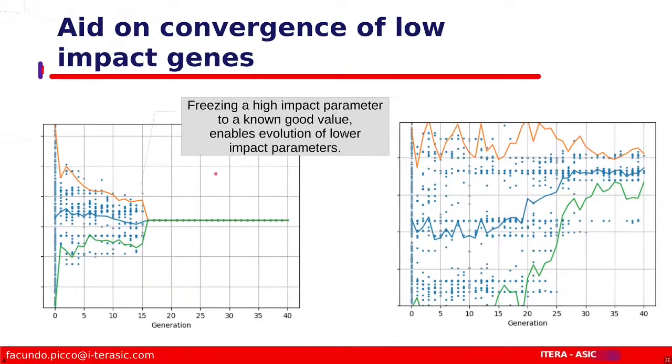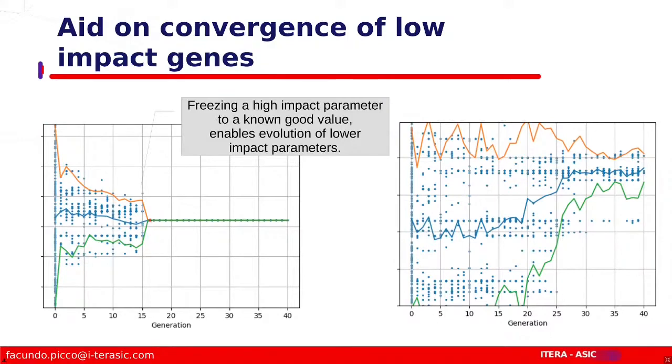Over here, what we see is an experiment we did, and it turned out quite well. What we see on the left is a high impact parameter that was converging to a value close to over here. And this was not our first species to be optimized. And we had seen in a couple of other species that they were also converging to this same number. So we say, okay, let's try to fix it and see what happens.